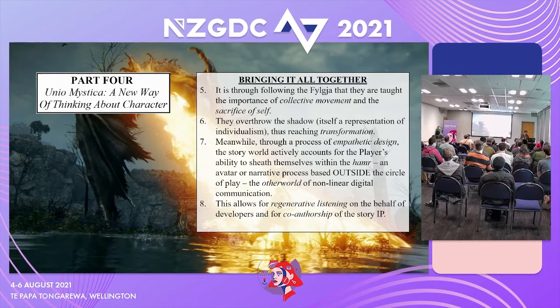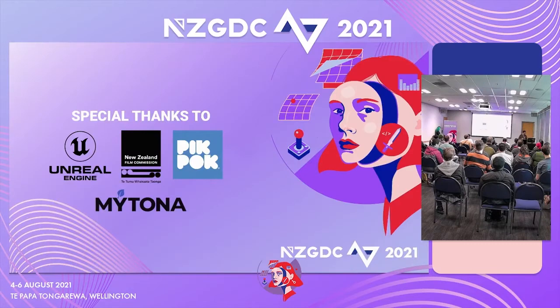Meanwhile, through a process of empathetic design, the story world actively accounts for the player's ability to sheath themselves within the Harma, an avatar or narrative process based outside the circle of play, the other world, if you will, of non-linear digital communication, social media, that sort of thing. And this allows for regenerative listening on behalf of developers and for co-authorship of the story IP. And I think that is it.